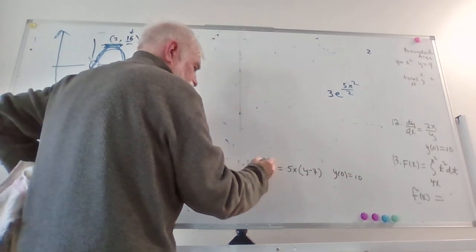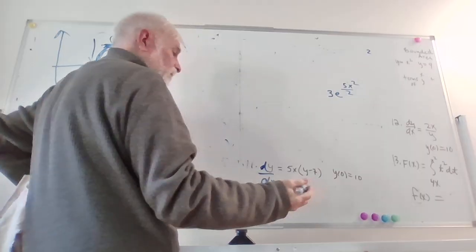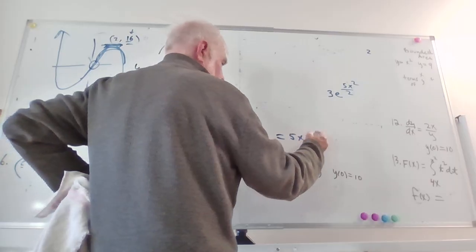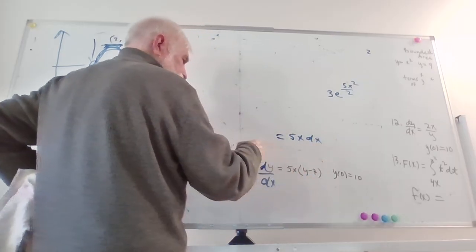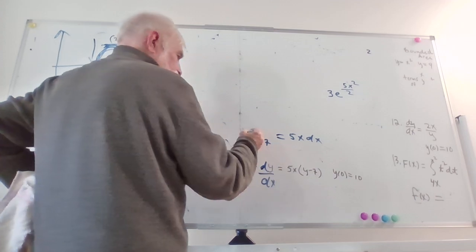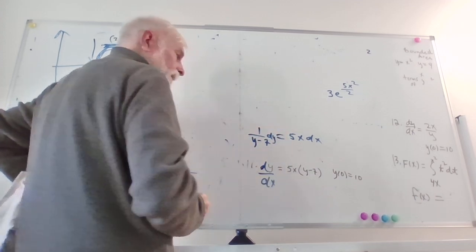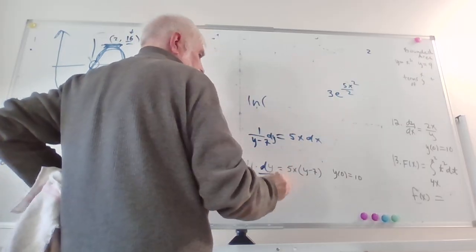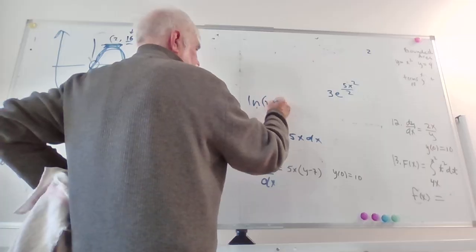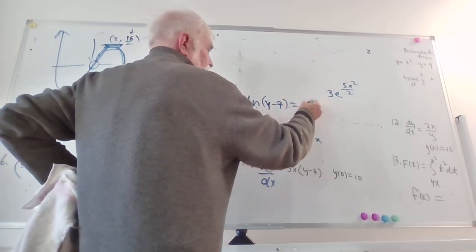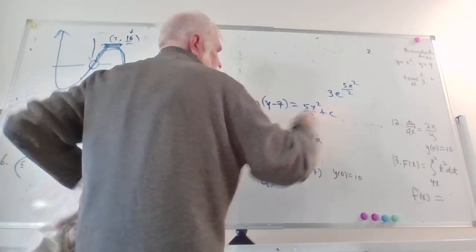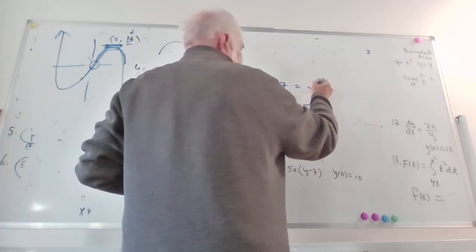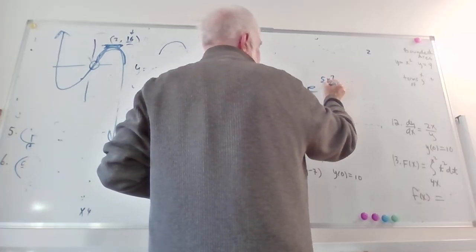So we change y prime to dy over dx so that we can see the separation of variables more easily. 5x stays on this side, but I bring the dx over. Y minus 7 goes to this side, and that's going to be with a dy and a 1. I hope you can see that that becomes the ln, the absolute value, but I'm just staying on the positive side here. So let's go y minus 7 equals 5x squared over 2 plus c. So y minus 7 equals e to the 5x squared over 2 plus c.